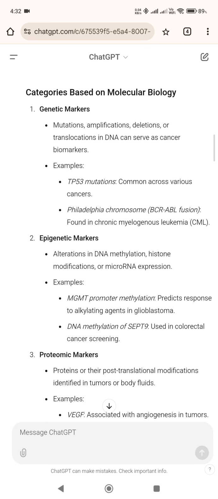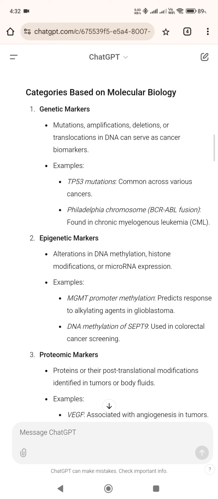1. Genetic markers. Mutations, amplifications, deletions, or translocations in DNA can serve as cancer biomarkers. Examples: TP53 mutations, common across various cancers; Philadelphia chromosome, BCR-ABL fusion, found in chronic myelogenous leukemia, CML.